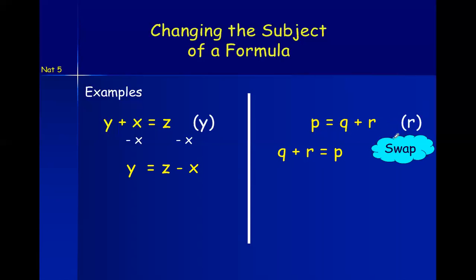Now, because I want r to be the subject, I need to get rid of that q. Again, this is like an add-on, r plus q. So how do I get rid of an add q? The same way we did there with x. I just take it away from each side. And your answer should end up being r equal p minus q. And you've changed the subject from p equal q plus r to r equal p minus q.